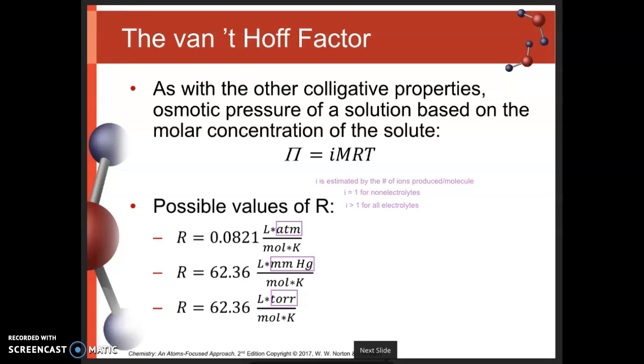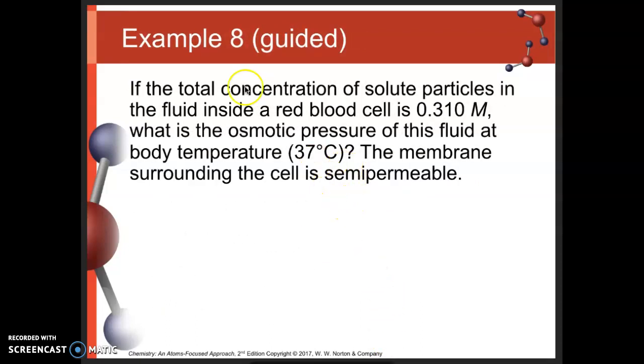Let's take a look at an example of a calculation that we can do out of these. We are told the total concentration of solute particles in a fluid inside a red blood cell is 0.310 molar. What is the osmotic pressure of this fluid at body temperature? The membrane surrounding the cell is semi-permeable, which is true for all animal cells. So let's set this up.